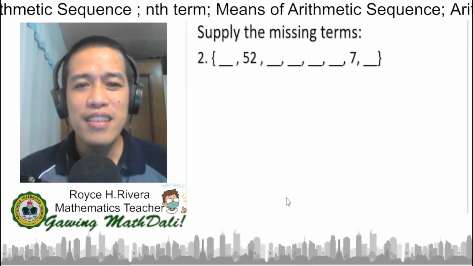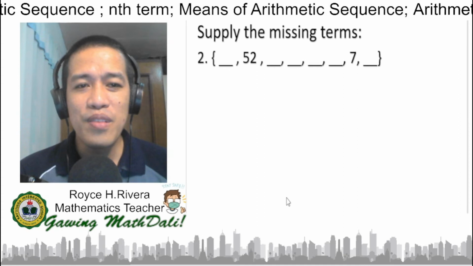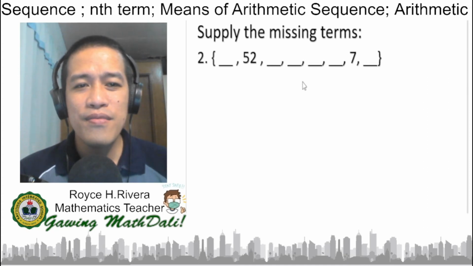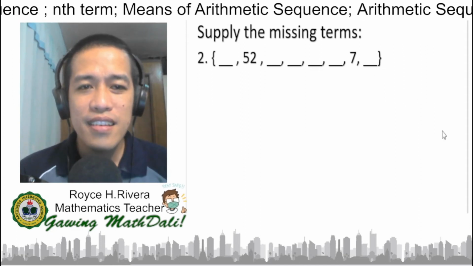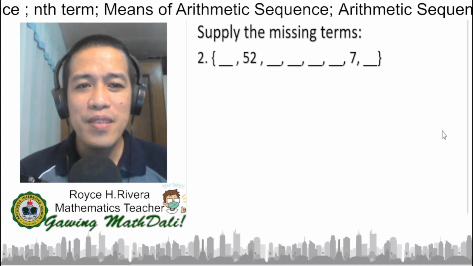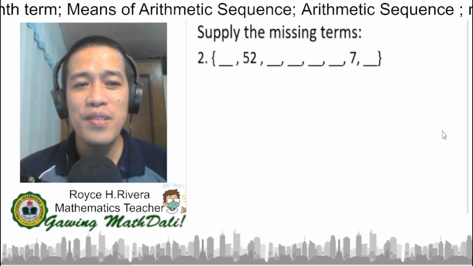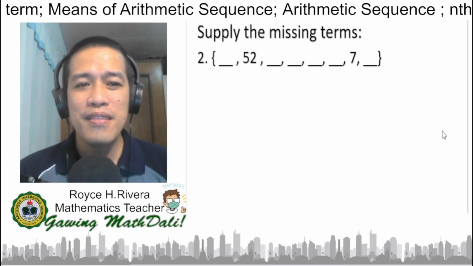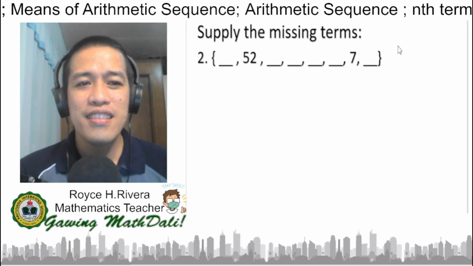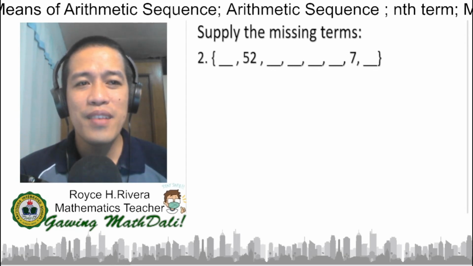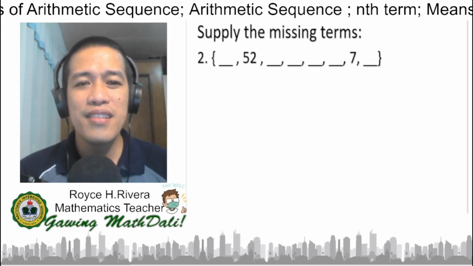The given arithmetic sequence is the set blank, 52, 4 blanks, 7, and blank. Palagay ko napansin nyo rin, there is no first term and there is no last term. How can we use the end term of the sequence? We are required to get the value of the last term and the first term.